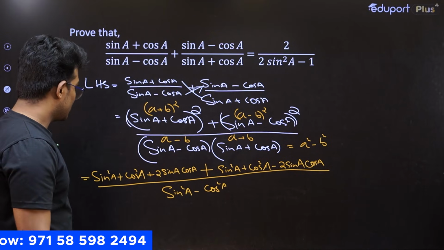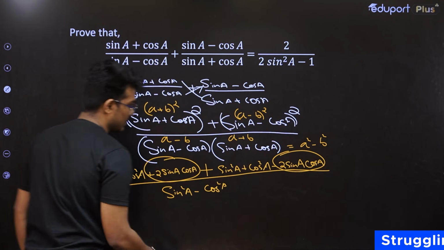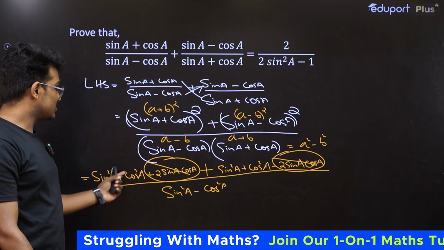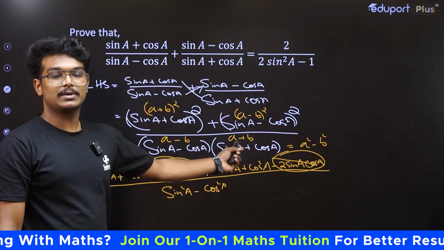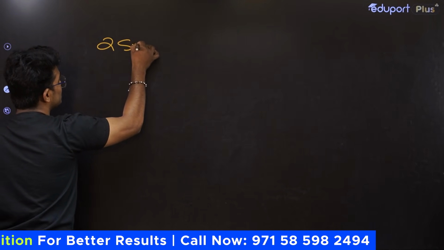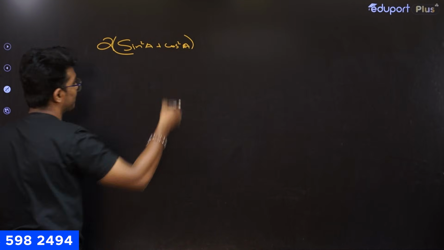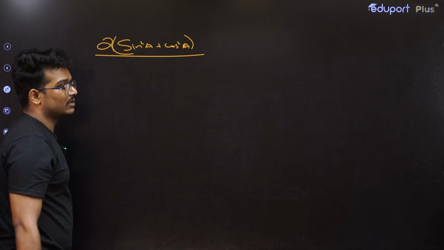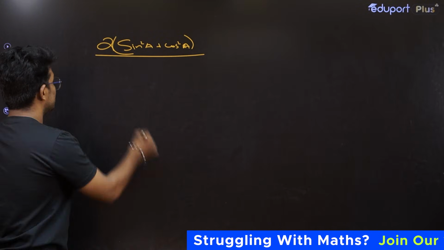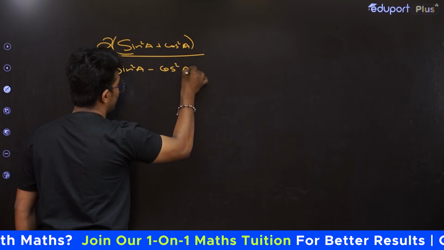Clear? Now, this is in the form of 2 sin A cos A and minus 2 sin A cos A. This can be cancelled. So the balance is sin square A plus cos square A plus sin square A plus cos square A, which is equal to 2 into sin square A plus cos square A, whole divided by the denominator, sin square A minus cos square A.